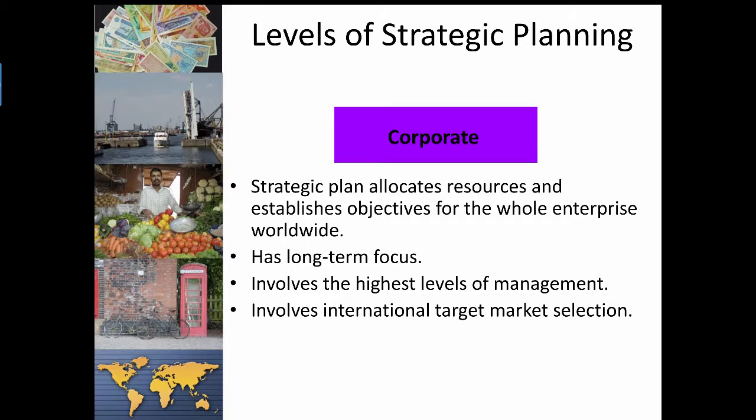At the corporate level, typically what's happening is the strategic plan is allocating resources and establishing objectives for the whole enterprise worldwide. It has a long-term focus, so a corporate plan might be a 5 to 7 to 10-year plan, depending on what kind of corporation it is and what industry it's in. It involves the very highest levels of management, and it also involves international target market selection.